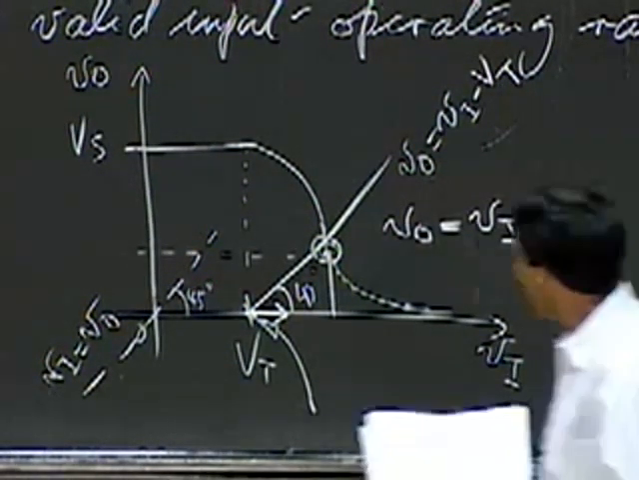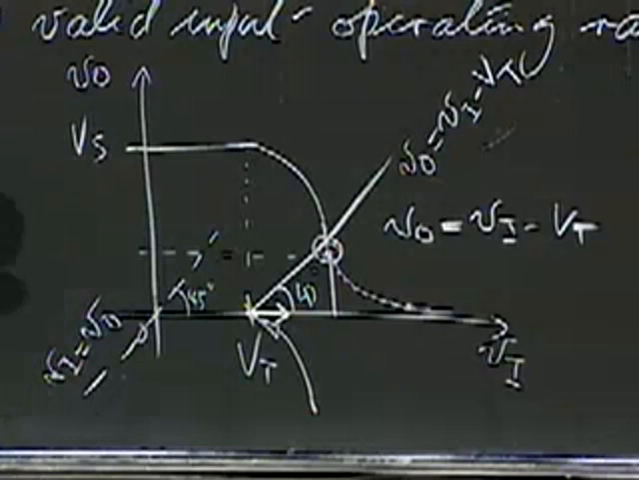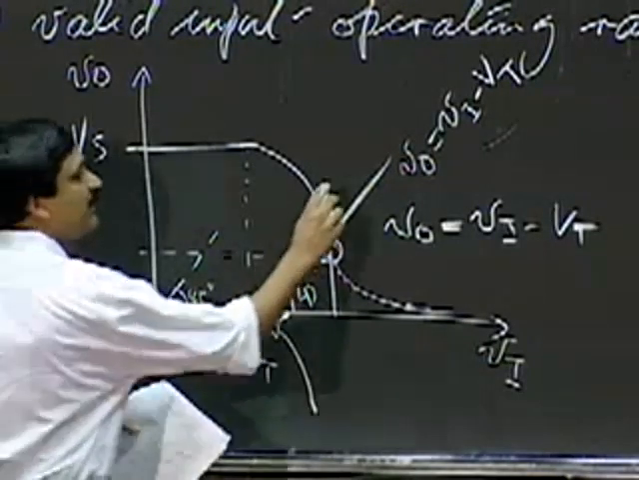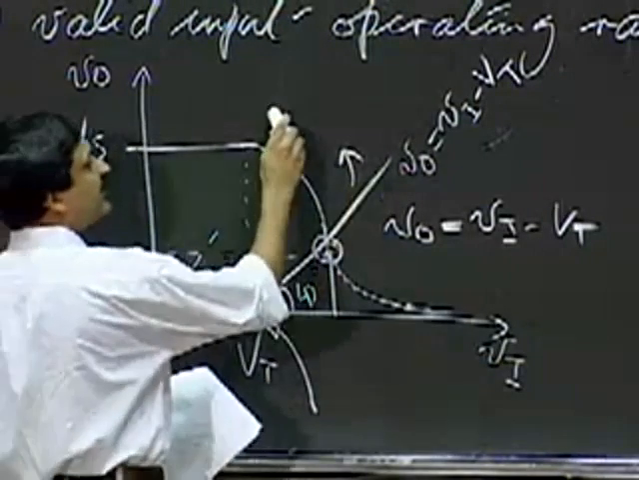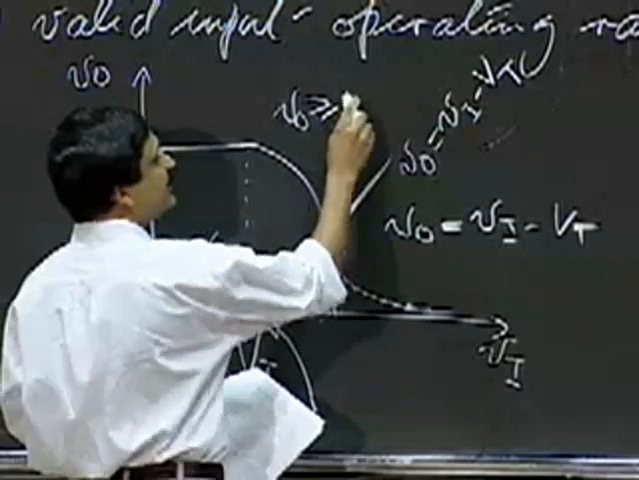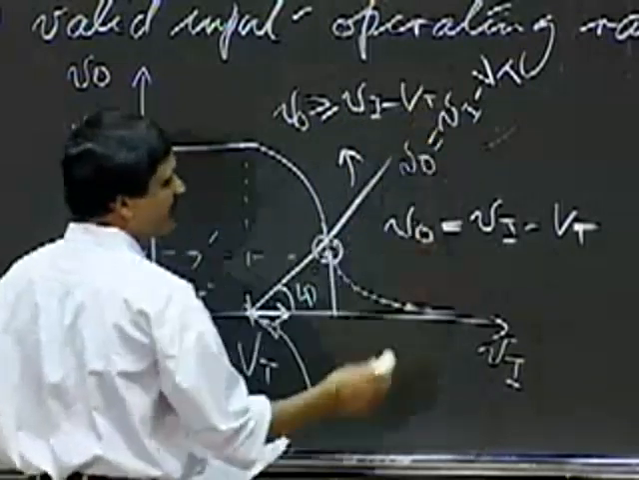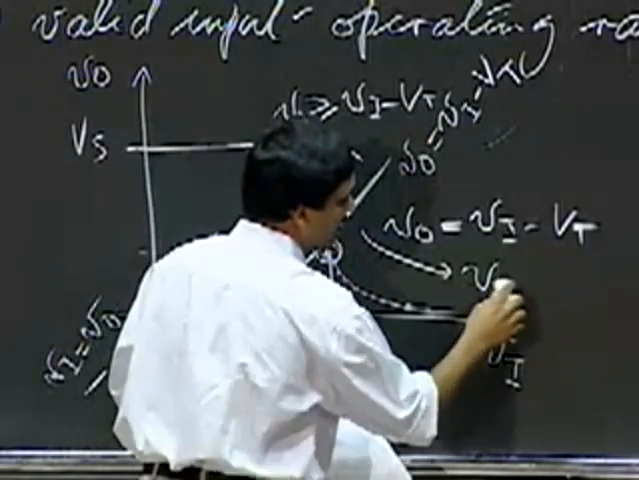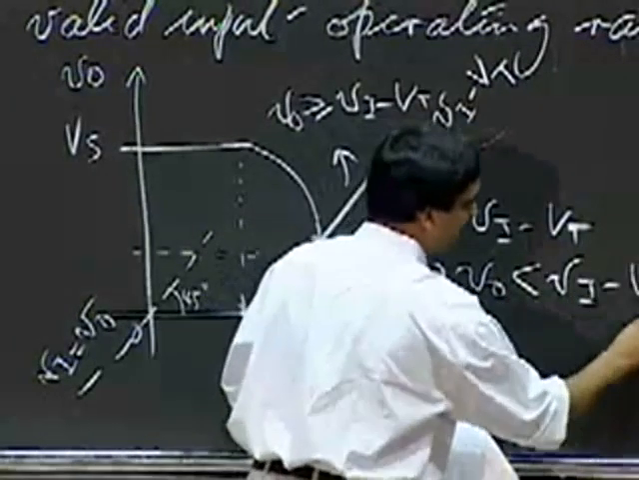So what do we have here? Above this, we have the condition V naught greater than or equal to Vi minus Vt. And below that, we have V naught less than Vi minus Vt.